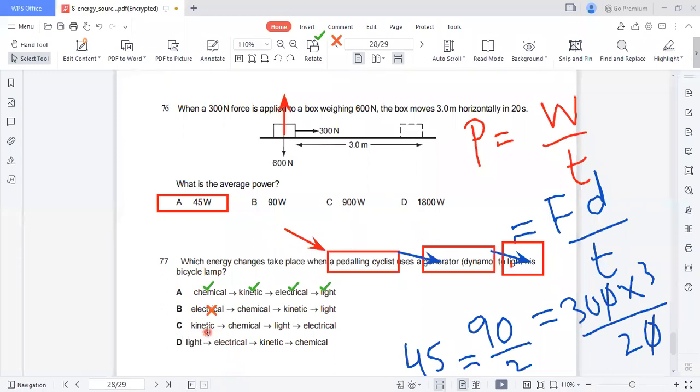Now look, suppose we considered kinetic energy, chemical, light, and then electrical. Light is not the source of electrical energy. So there is a confusion. There is a wrong sequence. So that's why it's wrong here. So overall wrong. Light, then electrical. We cannot convert the light into electrical to kinetic. It's a reverse order. It makes no sense.